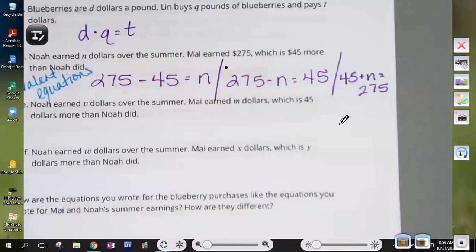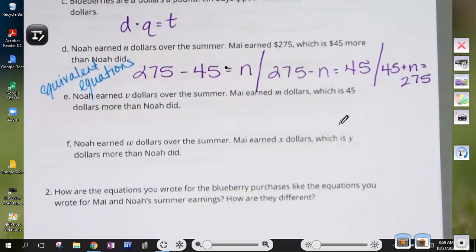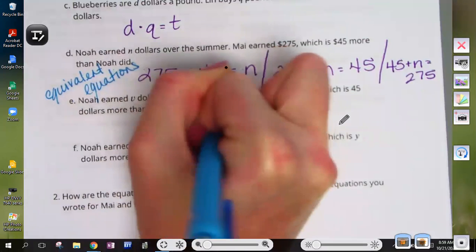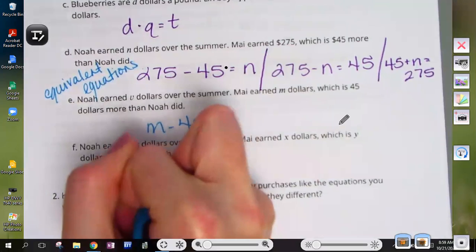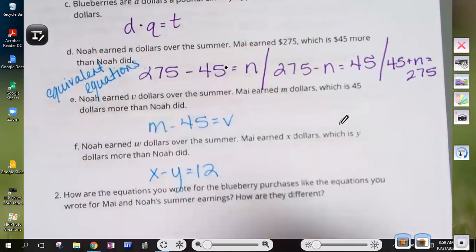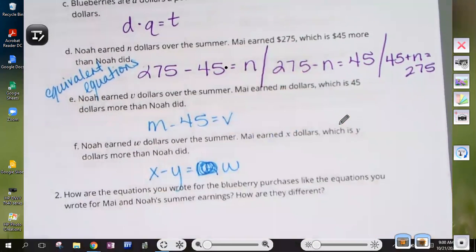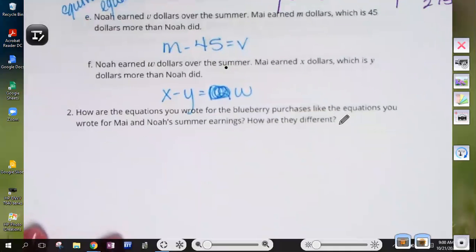Okay, now I'm just going to stick with the first one y'all say for the next two, so we don't have to write all three. But what about for part E? What did we get? Abigail? M minus 45 equals V. Finally, for F, what did we get, Liz? X minus Y equals W. Good. Now, why did I put 12? Where did the 12 even come from? That's concerning.